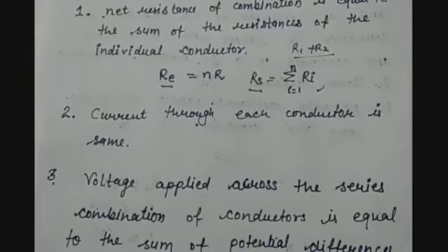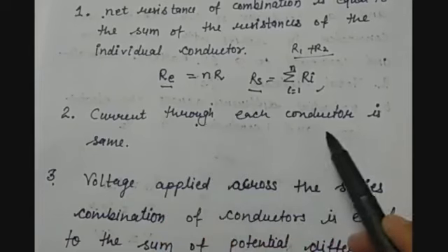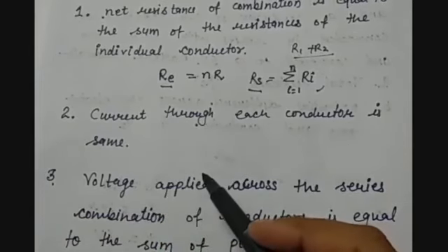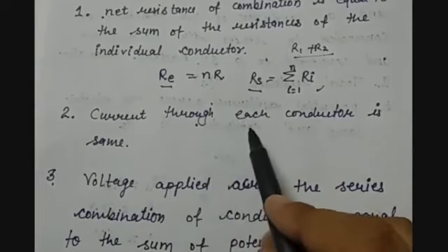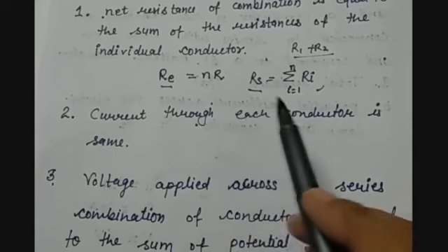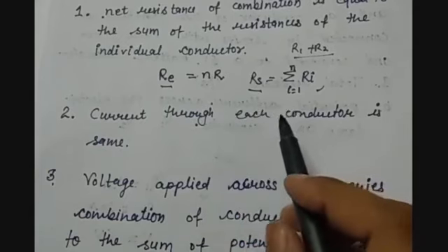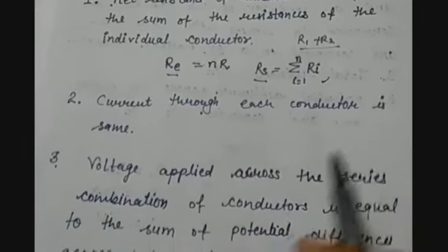Second point is, the current through each conductor is the same. That we have seen with the help of activity number 1 which we performed, and we have seen that across each resistance or conductor the same current is flowing. So current will be the same in all the resistances.